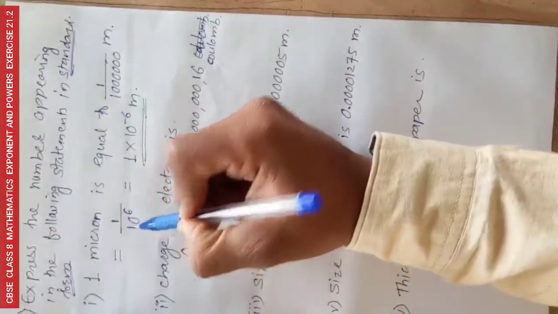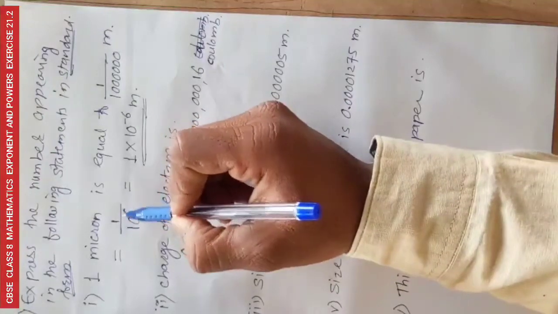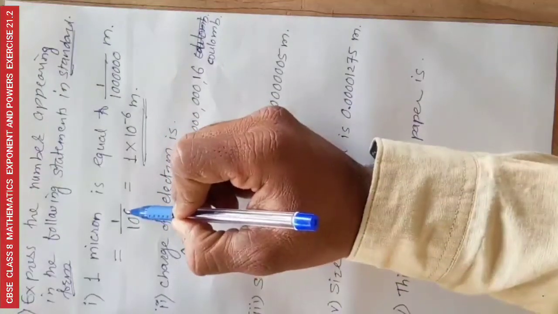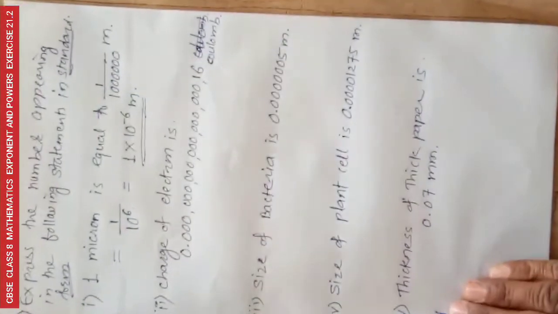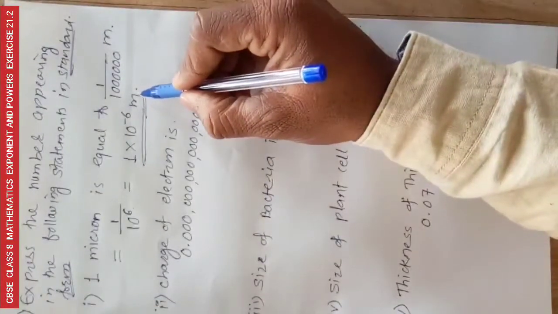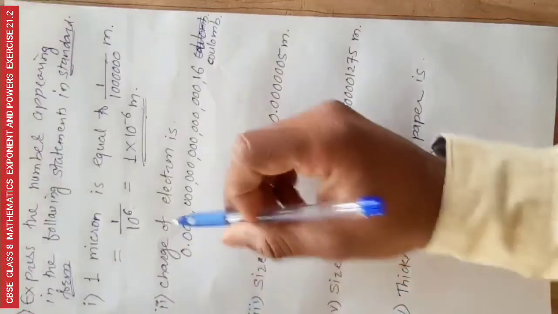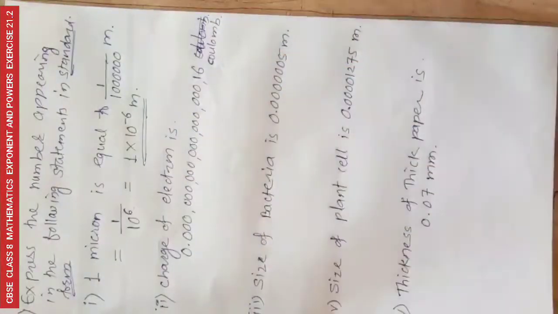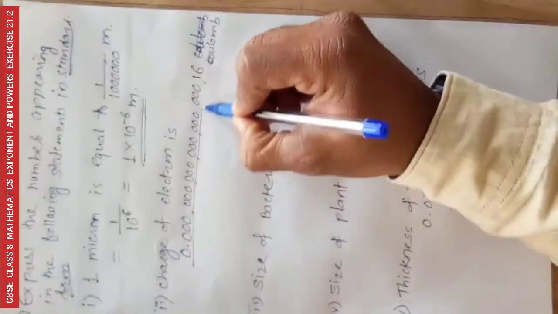Second one is the charge of an electron. In the first example, 10 raised to the power 6 is present in the denominator. When it is transferred into the numerator, its exponent changes from positive to negative. So therefore 1 into 10 raised to the power minus 6 meter as it is. Okay, no, not a meter, it's a micron. So charge of electron is, so here charge is given.